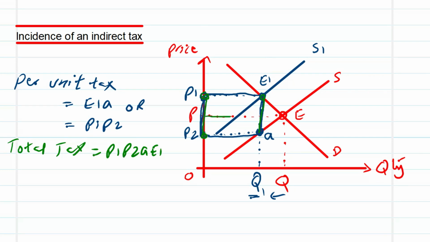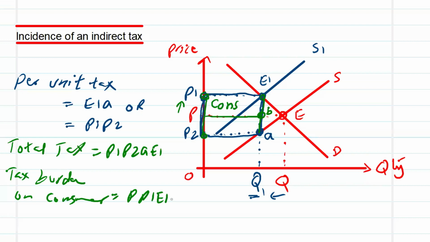So if we look into the division, then we had initial price P. So after tax, the equilibrium price increased from P to P1, that has resulted in burden on the consumer equal to this area. We can also label this point as B, for example, this is point B. Okay, so tax burden on the consumer is equal to P, P1, E1 and B. So this shaded area is tax burden on the consumer.